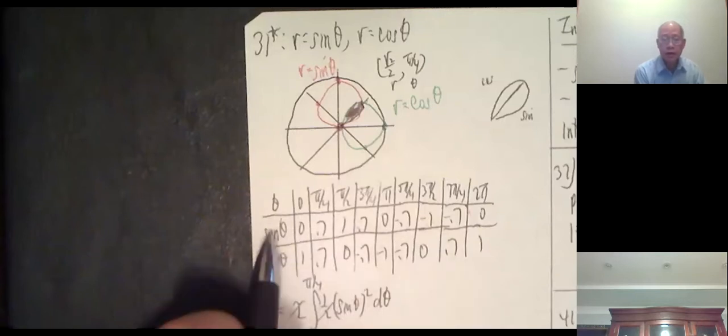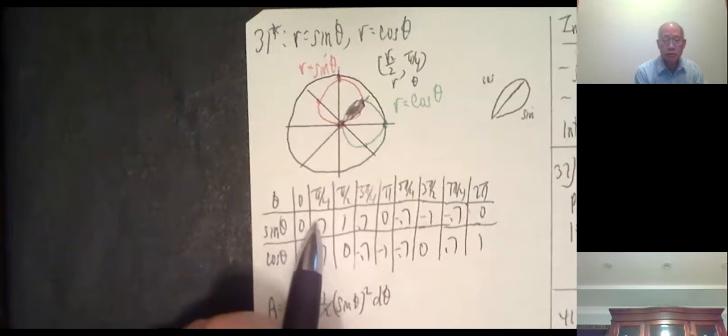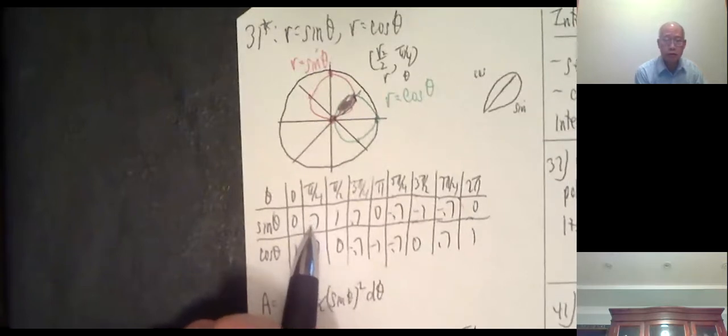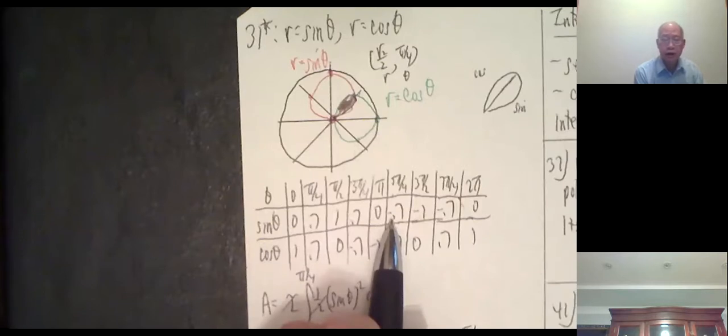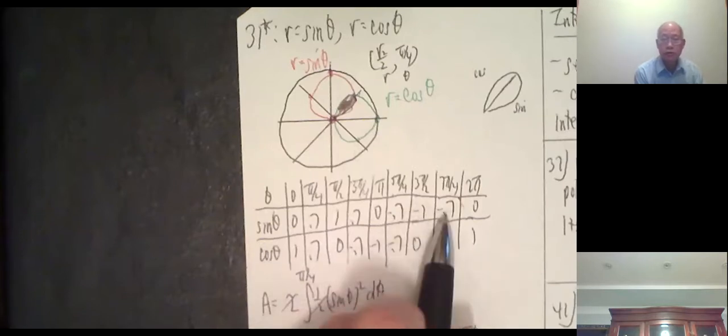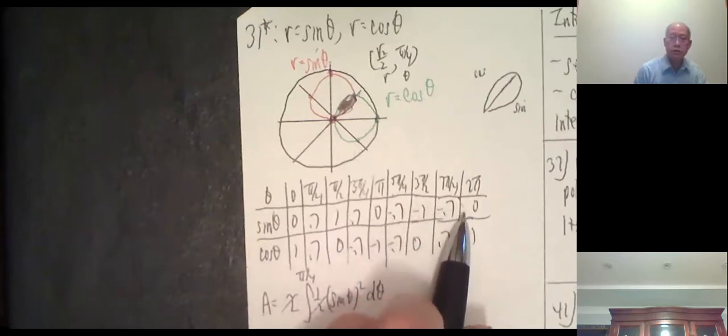Okay, and sine of theta, cosine theta is pretty straightforward. Sine of 0 is 0. Sine of pi over 4 is radical 2 over 2, 0.7. 1, radical 2 over 2, 0. Then it goes negative. Negative radical 2 over 2, negative 1, negative radical 2 over 2, 0.